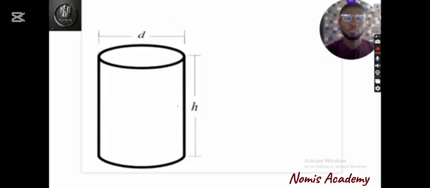This time we'll be dealing with volume of a cylinder. Yes, volume of a cylinder.